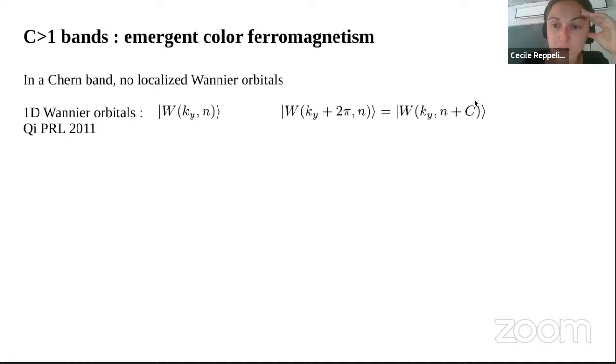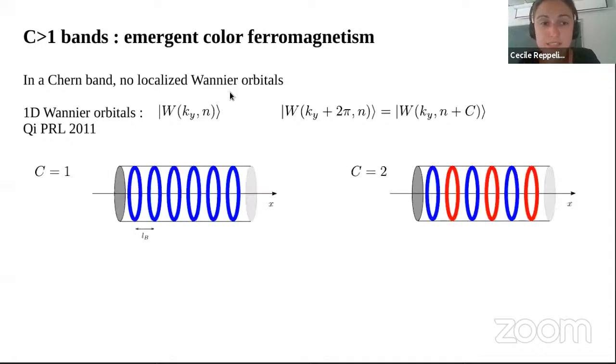And what's quite interesting about the case where the Chern number is larger than 1 is that it allows you to define a family of 1D Wannier wave functions. That comes from this property here, which is that inserting a flux, which corresponds to shifting ky by 2 pi, is the same as shifting your 1D Wannier orbital by an integer C.